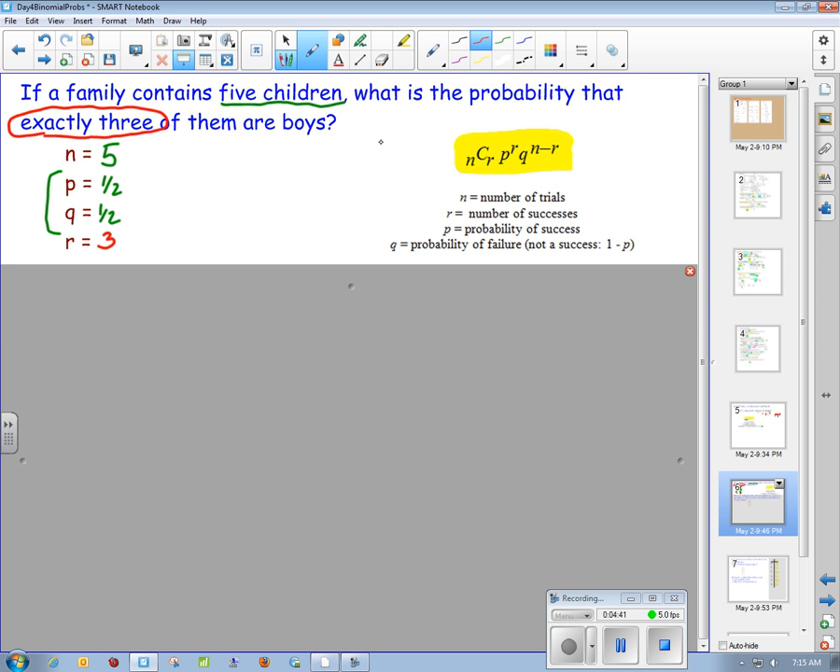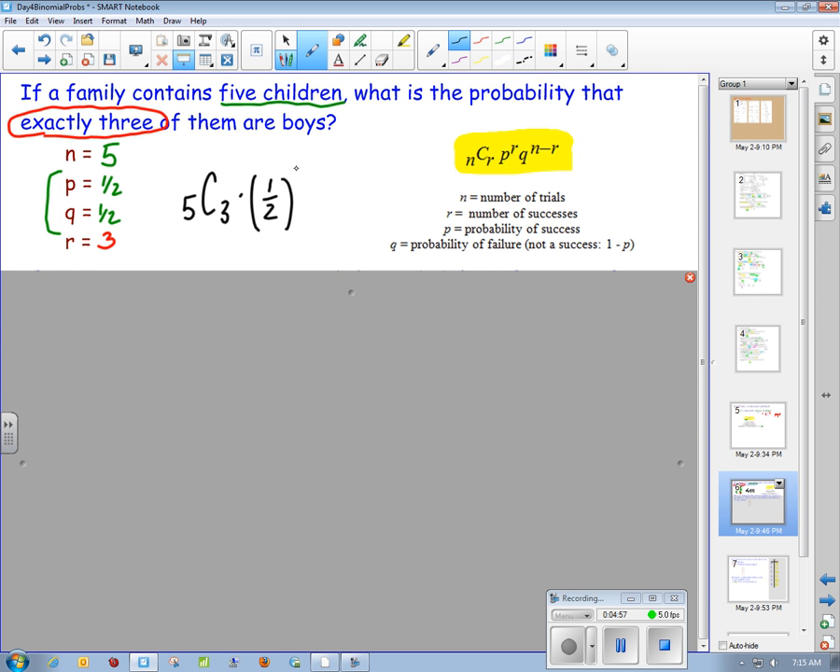And once we have those 4 numbers identified, we can start plugging into our formula. So let's see what the formula looks like. We'll write nCr, so that's 5 choose 3. We're going to multiply by p, which is 1/2, and we're raising that to the r power. We're going to multiply by q, which is also 1/2. We're going to raise that to the n minus r power, so 5 minus 3 right here is 2. And if you run that through your calculator, that'll allow you to calculate the exact probability of having exactly 3 boys in a family of 5.